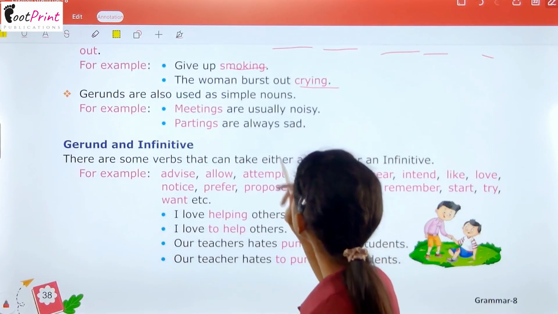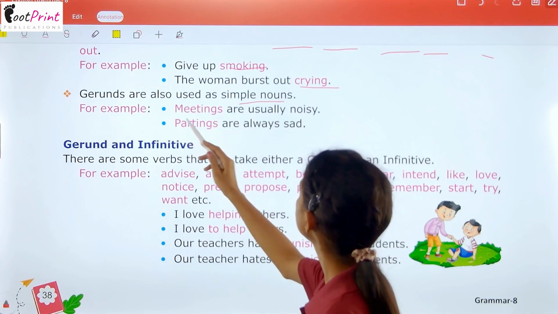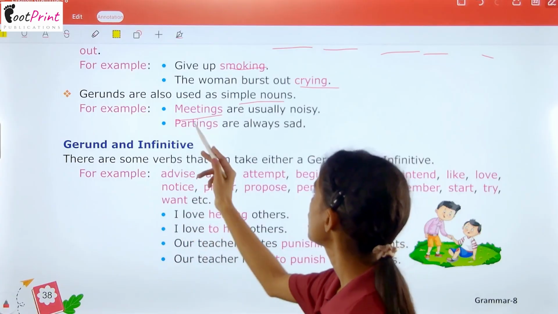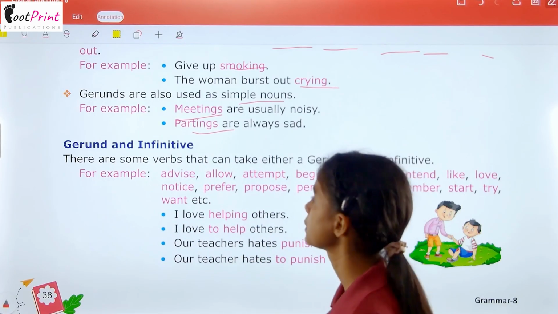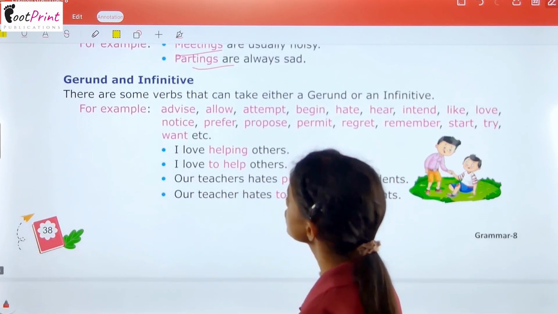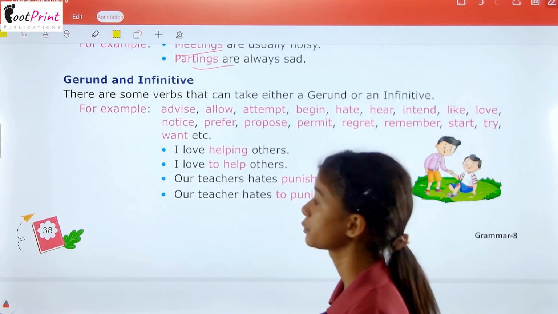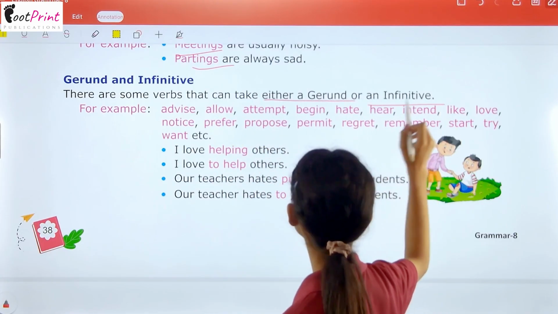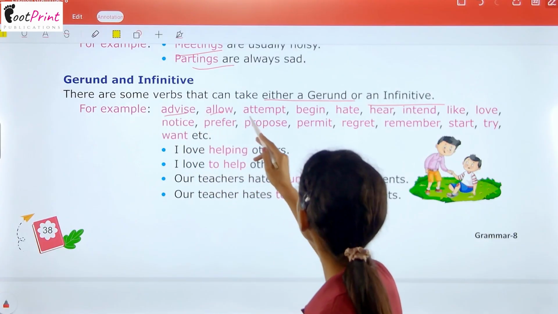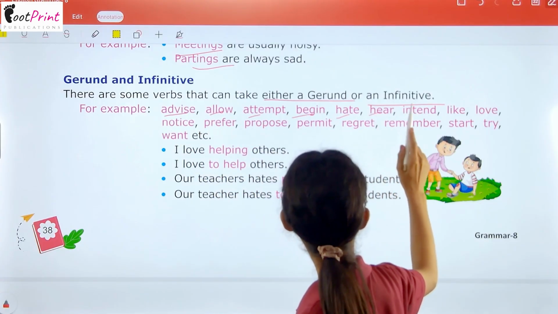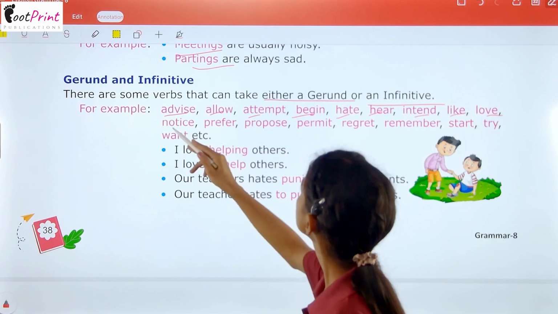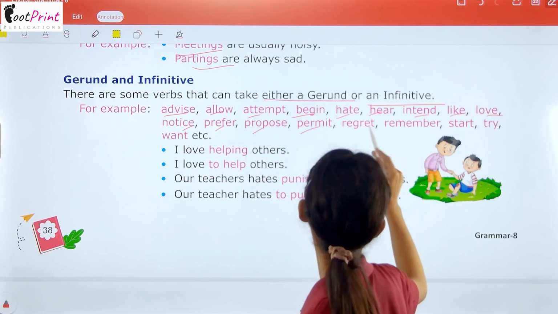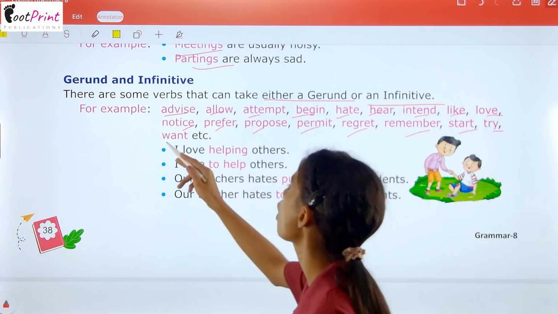They are also used as simple nouns. Meetings are usually noisy. Partings are always sad. Just like this, they are used. Now, gerund and infinitive. There are some verbs that can take either a gerund or an infinitive: advise, allow, attempt, begin, hate, hear, intend, like, love, notice, prefer, propose, permit, regret, remember, start, try and want.